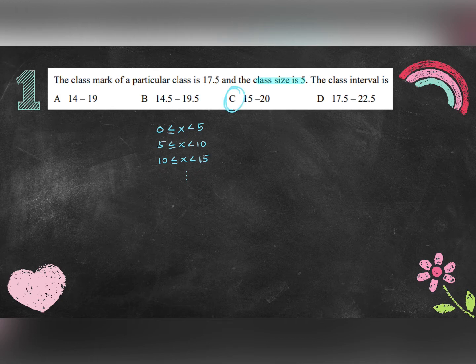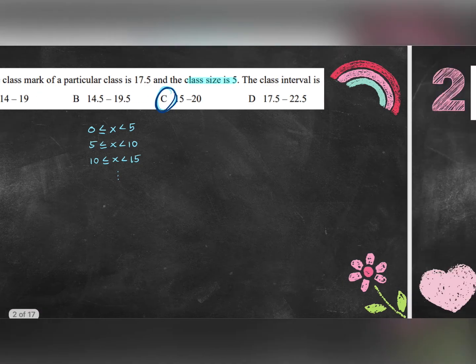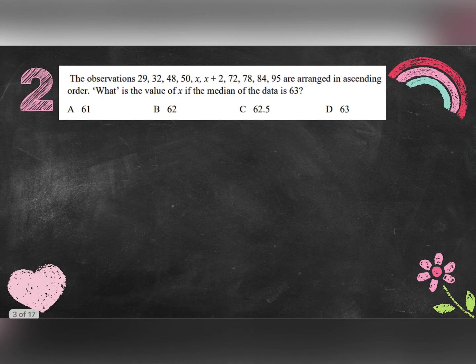Okay, tak nampak ke? Kita gunakan warna biru gelap. Okay, so the answer should be C. Okay, next question number 2. The observation are arranged in ascending order. So this observation, okay, ini sudah dalam turutan, so tak perlu arrange lagi. What is the value of X? So dia tanya X apa if the median of the data is 63.